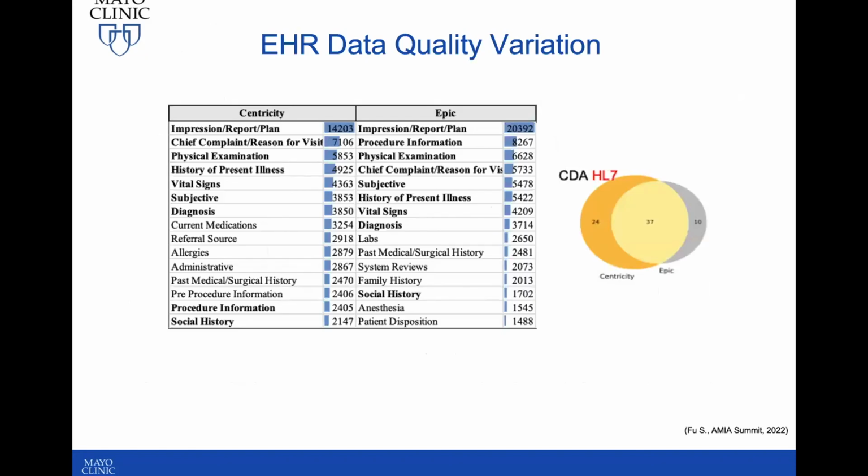NLP also requires the ability to process and detect sections within the clinical notes. So this is a comparison of the section distribution between Centricity and EPIC. Through this comparison, we learned the majority of the most common sections are mostly aligned. But based on the CDA HL7 standard, there are still 10 for EPIC and 24 for Centricity that are not able to be mapped within a lower frequency range.